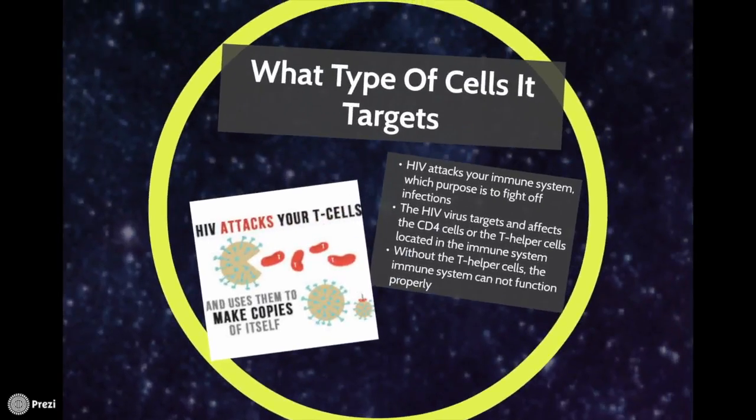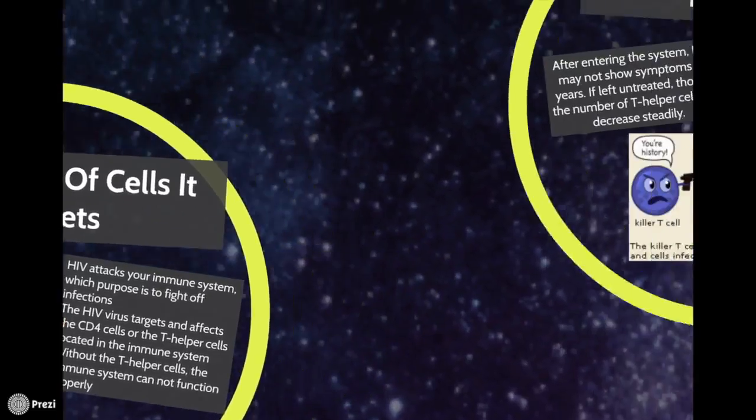What type of cells does HIV target? HIV attacks your immune system, whose purpose is to fight off infections. The HIV virus targets and affects the CD4 cells, or the T helper cells, located in the immune system. Without the T helper cells, the immune system cannot function properly.